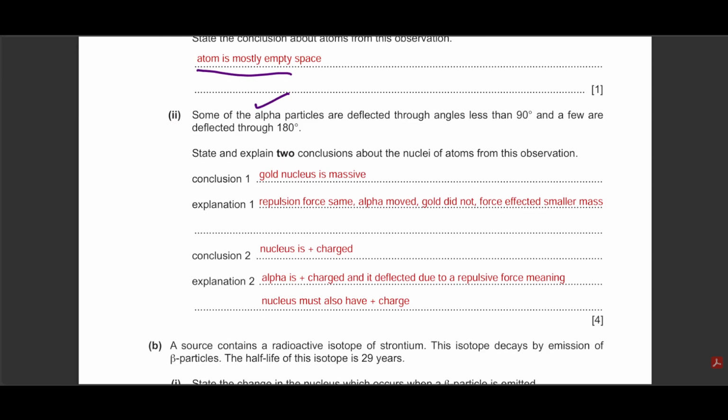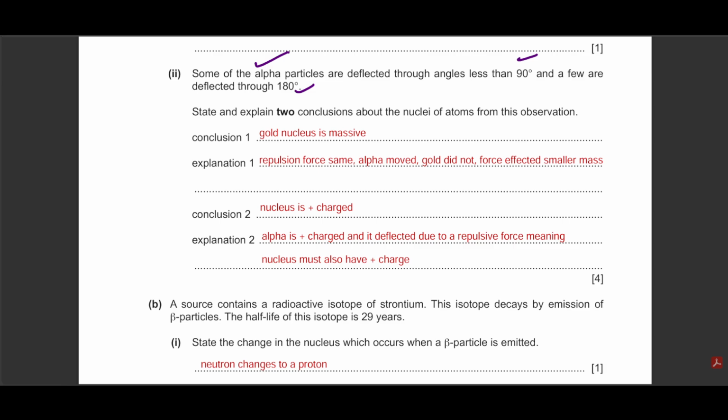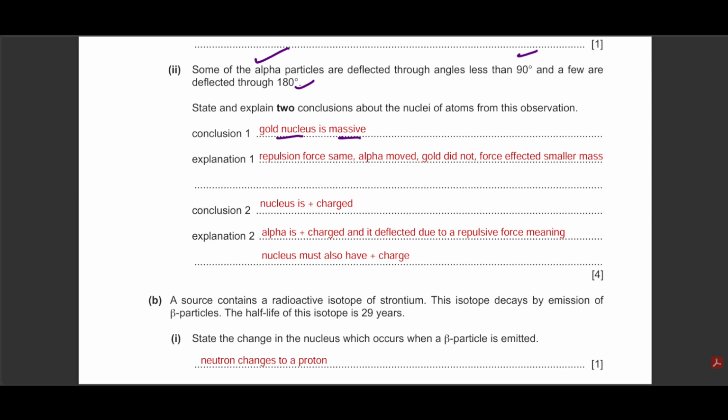Some alpha particles are deflected between 90 and 180 degrees. Two more conclusions, again with their observations and explanations. The gold nucleus is massive. It is very heavy, is one of the conclusions. And why did we say that? You see, the repulsive force between an alpha particle and a gold nucleus, again, at the time we didn't know that there was a nucleus at the center, but whatever was at the center pushed the alpha particle away from its path, which clearly means that whatever did this job must have been much heavier than alpha.